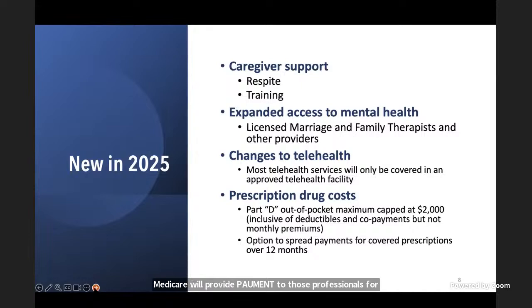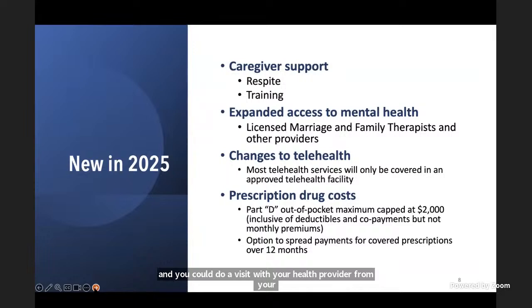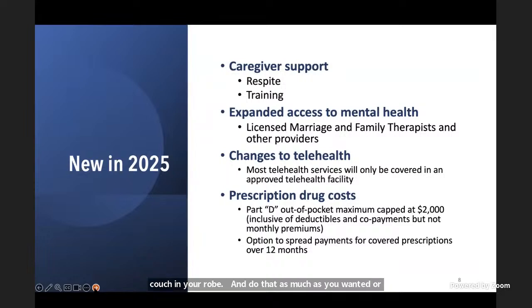There are some changes to telehealth coming down the pike. During the pandemic, Medicare threw the doors open on telehealth, and you could do a visit with your health provider from your couch in your robe, and do that as much as you wanted or as much as you needed. But starting January 1st, 2025, telehealth visits will have to take place in an approved telehealth facility.